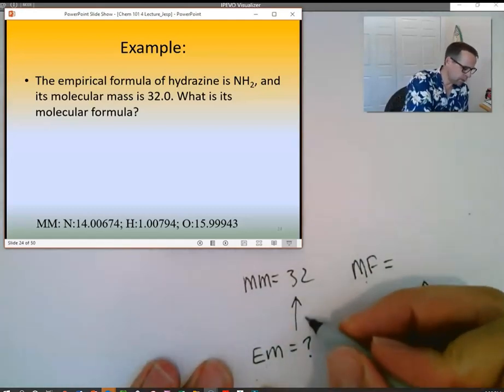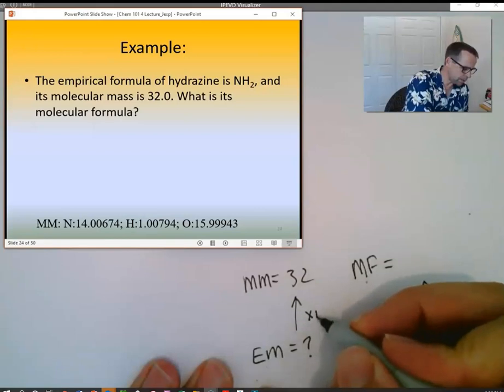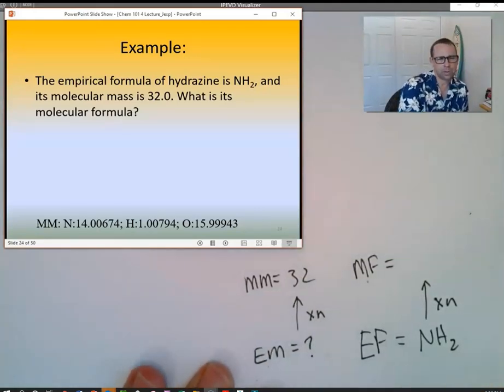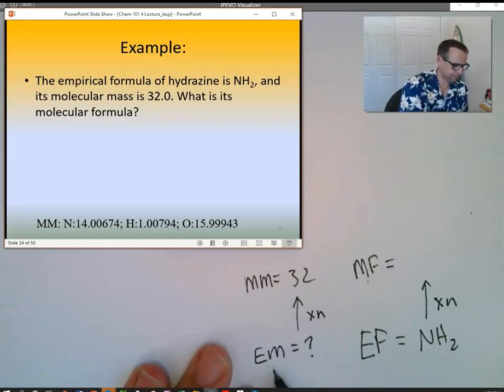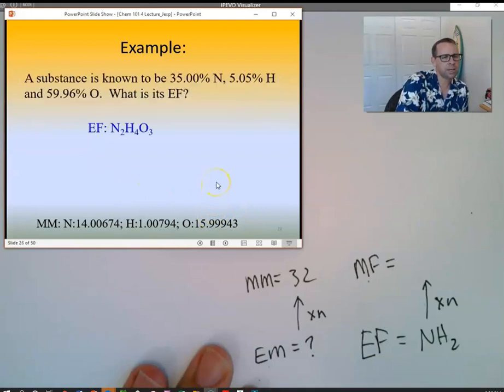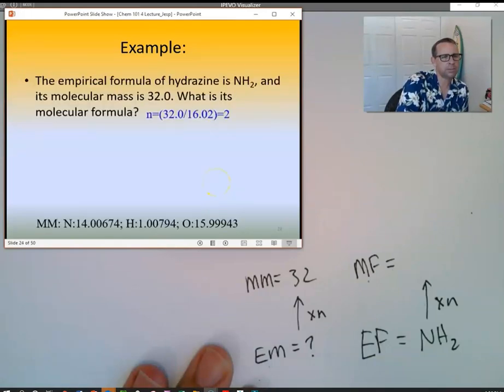We know that this multiplier exists, and it's the same multiplier over to the right. How do we get the empirical mass? Why does it say oxygen? Oh, I think it's just down there for the next problem. The next problem has oxygen in it, so that's why it says oxygen. But you can just ignore that for now.